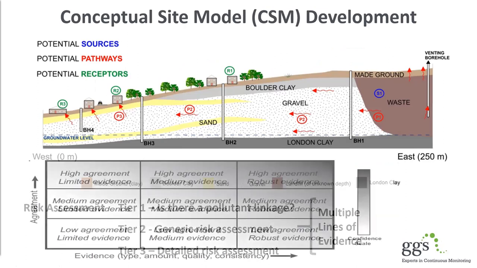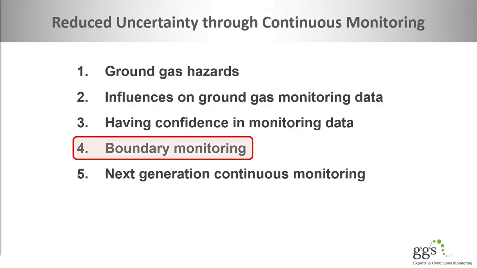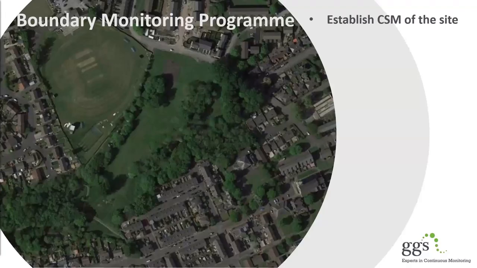So basically, we want to take our chart that we started off with at the beginning, the table from the IPCC, and move that from the left of the table across as far as we can to the right, while keeping good value costs for our clients too. So let's have a quick look at boundary monitoring as well.